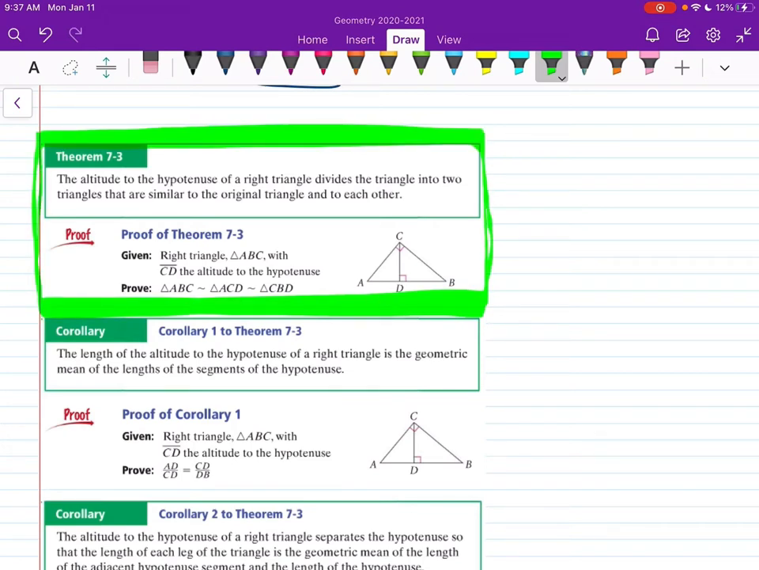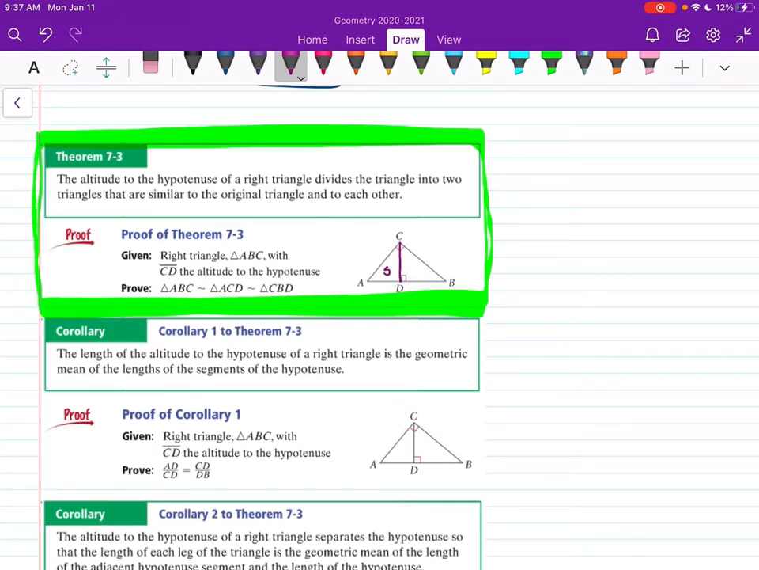So what does that mean? That means if I look at this right triangle, the big one, and I draw the altitude from vertex C to side AB, okay, so this altitude here, now I have three triangles.